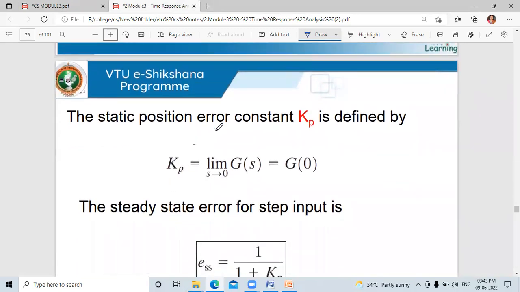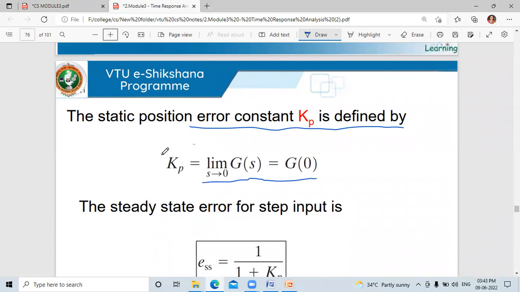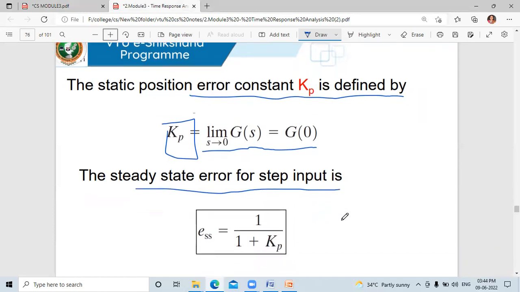So the static position error constant Kp is defined by Kp is equal to limit s tends to 0, G of s, which equals G of 0. So instead of writing G of 0, we can write it as Kp. ESS equals 1 divided by 1 plus Kp. That is the steady state error for a step input.